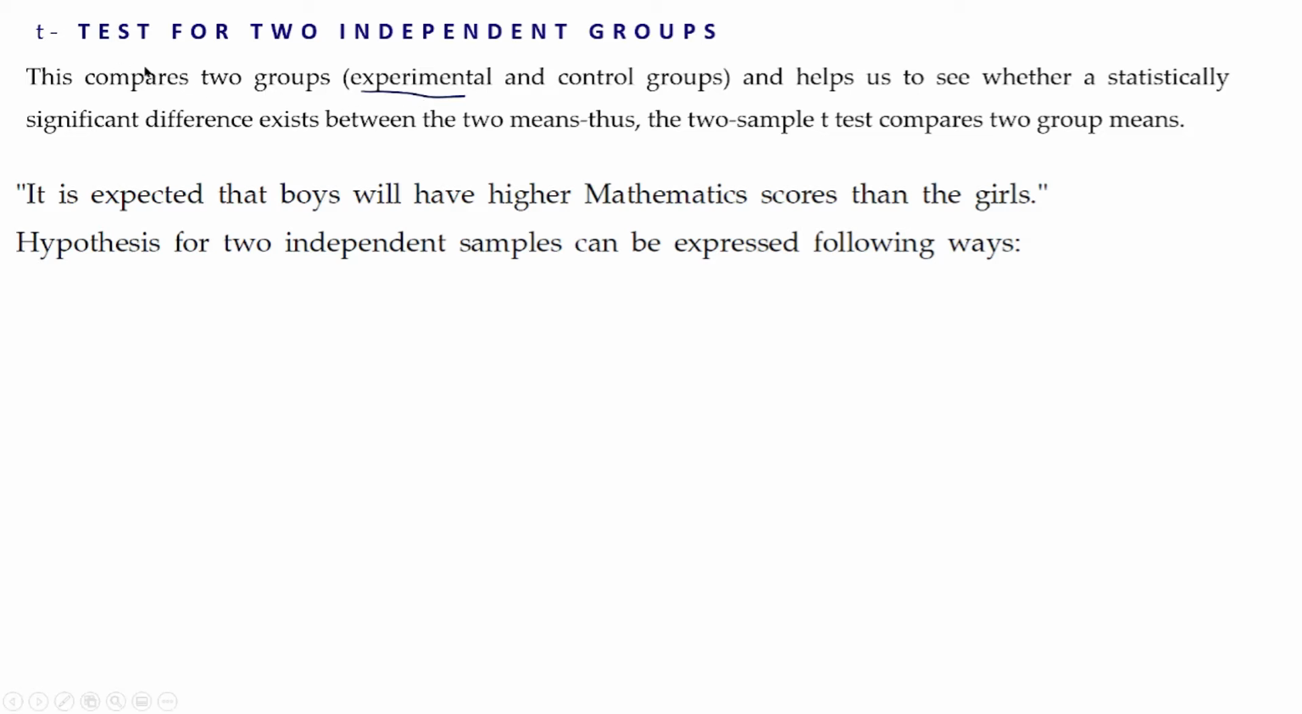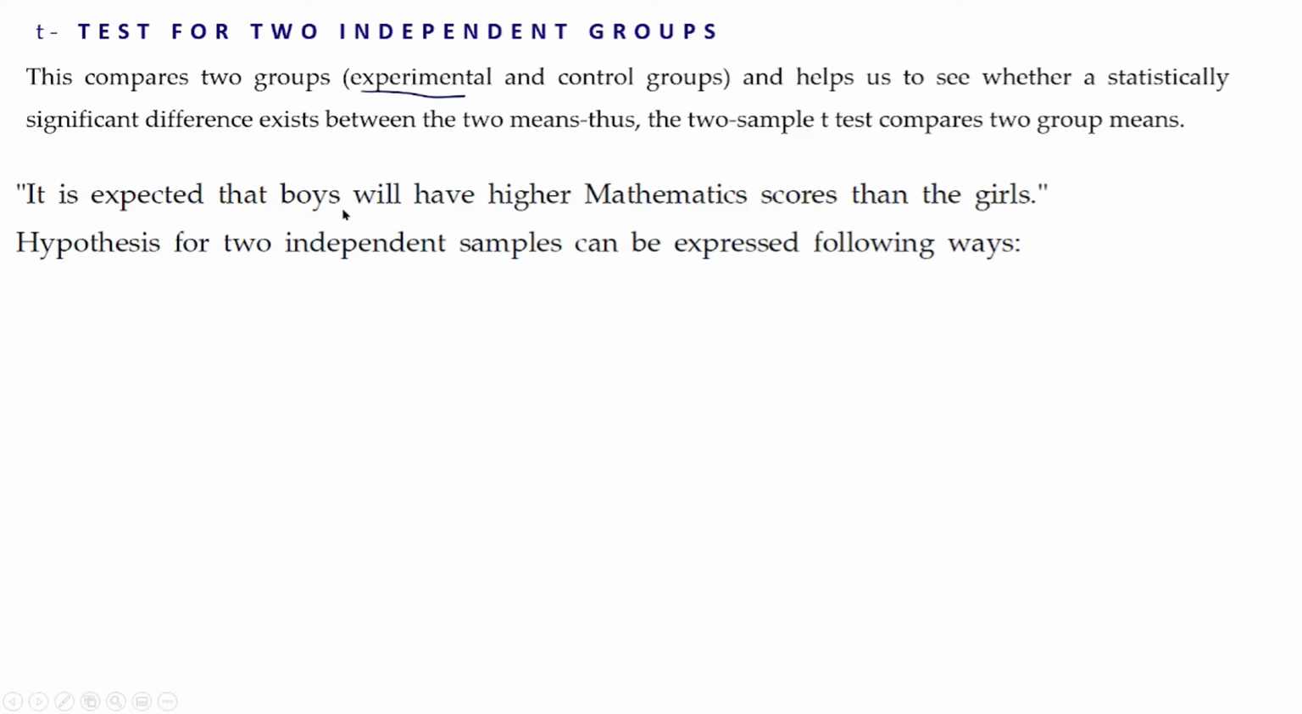So the use of this t-test for two independent groups is that it helps us to see whether a statistically significant difference exists between the two means. It means the two sample t-test compares two group means. Now let us take an example. It is expected that boys will have higher mathematics scores than girls. So this is just an example.